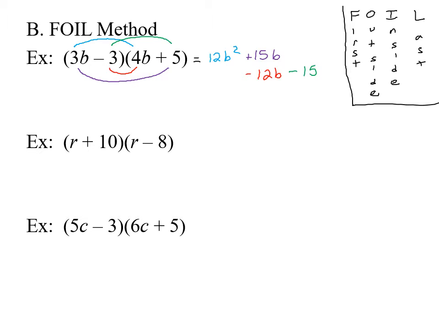And just like on the one I did before on the previous page, I like to line them up because the 2 in the middle almost always go together. And so we'll have a 12b squared, a plus 3b, and a minus 15.